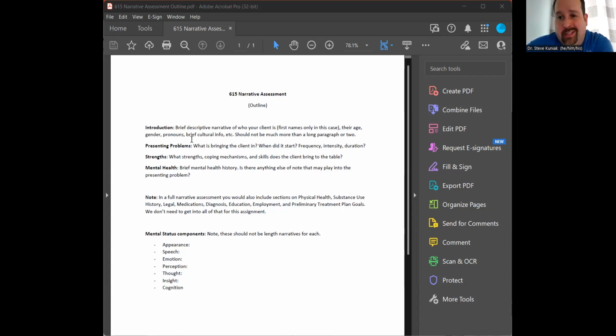You don't have to get that detailed, but I'm just trying to give information. Uses he, him, his pronouns. That's kind of newer. They didn't do that as often in the narratives when I was starting off, but I think it's a good thing to add. And so you can use most of that. Don't go into great detail, but just give me a brief narrative of who the client is. First name is fine. Don't give me last names and all that. This should not be much more than a long paragraph or two. For our purposes for this assignment, I would just keep it as a paragraph.